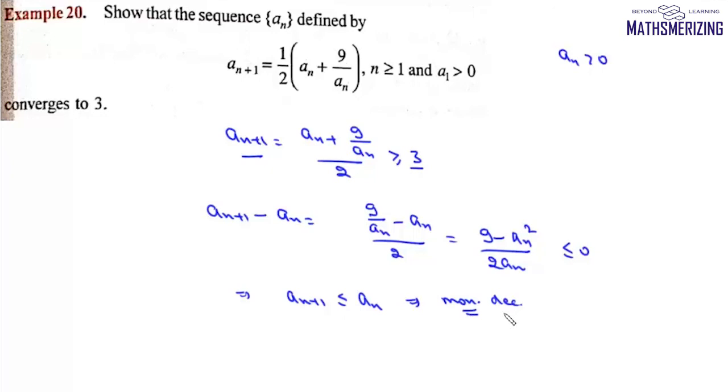Now we need to find the limit of the sequence, and let the limit point be L. We can write L equals 1 by 2 times (L plus 9 by L). So from here we'll get the value of L as simply 3, because we have to take the positive value of this limit point. So the sequence converges to 3, and that is the answer to this question.